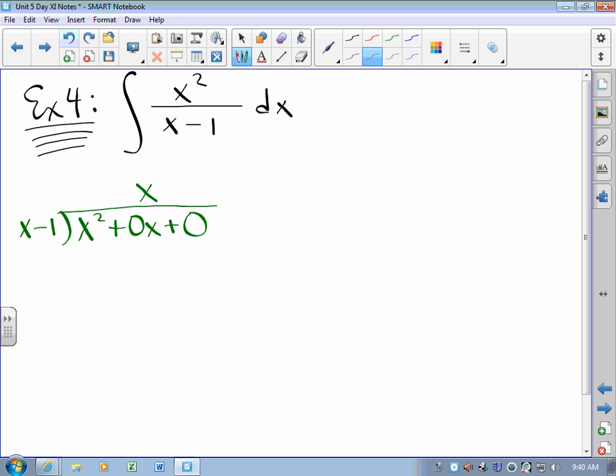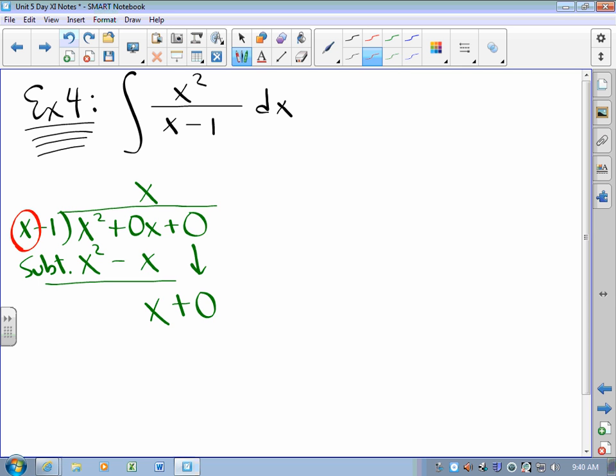So then what did you do in 3rd grade? You multiplied this by that and wrote the answer here. That's what we're going to do again. We're going to multiply. And then what did you do? You always subtracted. The x squareds go away. You've got an x right there. Then what did you do in 3rd grade? You dropped this thing down and tried again.